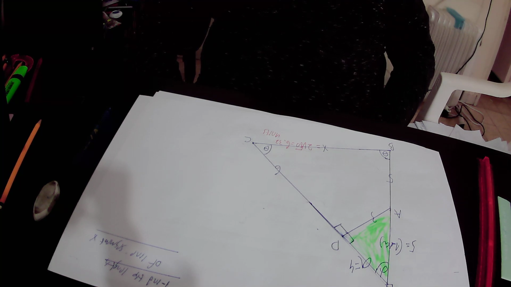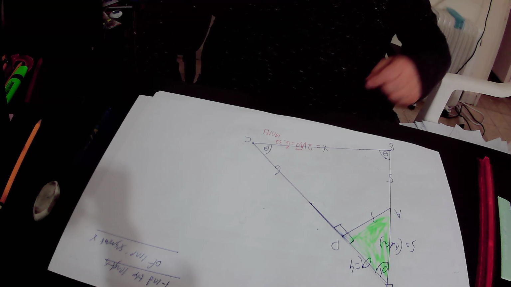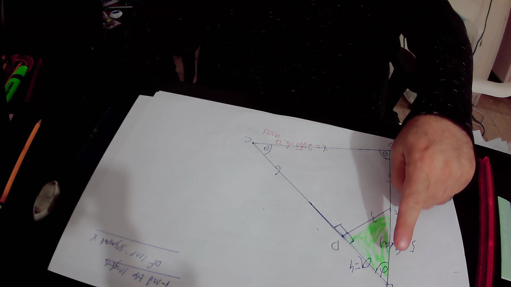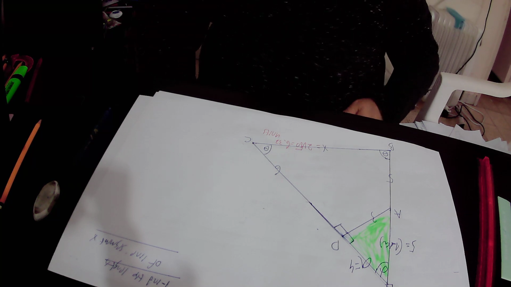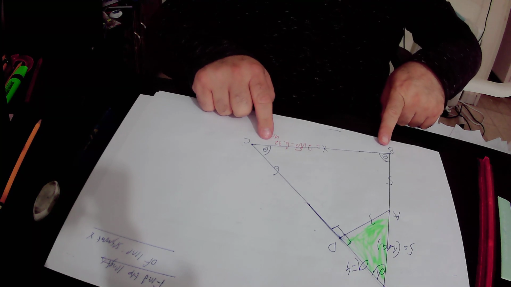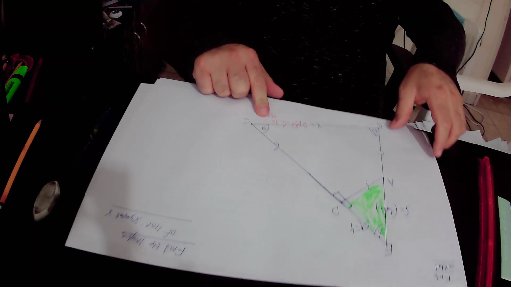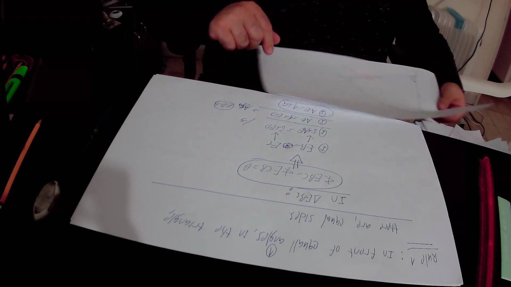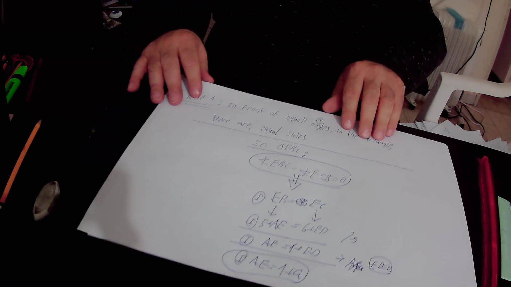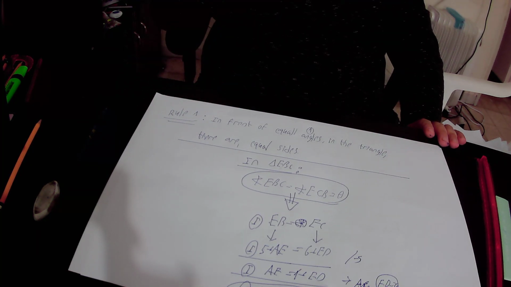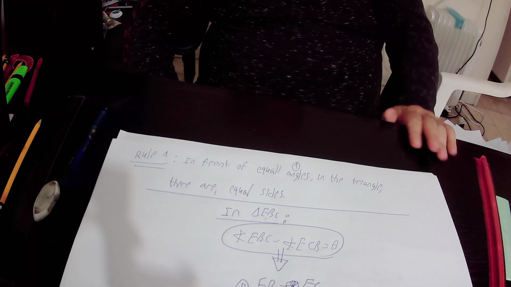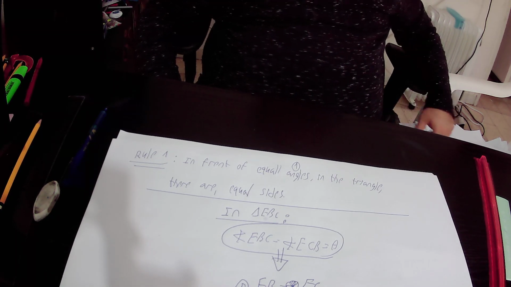So in the first method we did the construction. We extended side BA and side CD until they intersect with each other at point E. So here we created triangle EBC that has two angles that are equal to each other. Those two angles are both equal to theta. Then I presented to you rule number 1. According to rule number 1, in front of equal angles in the triangle there are equal sides.